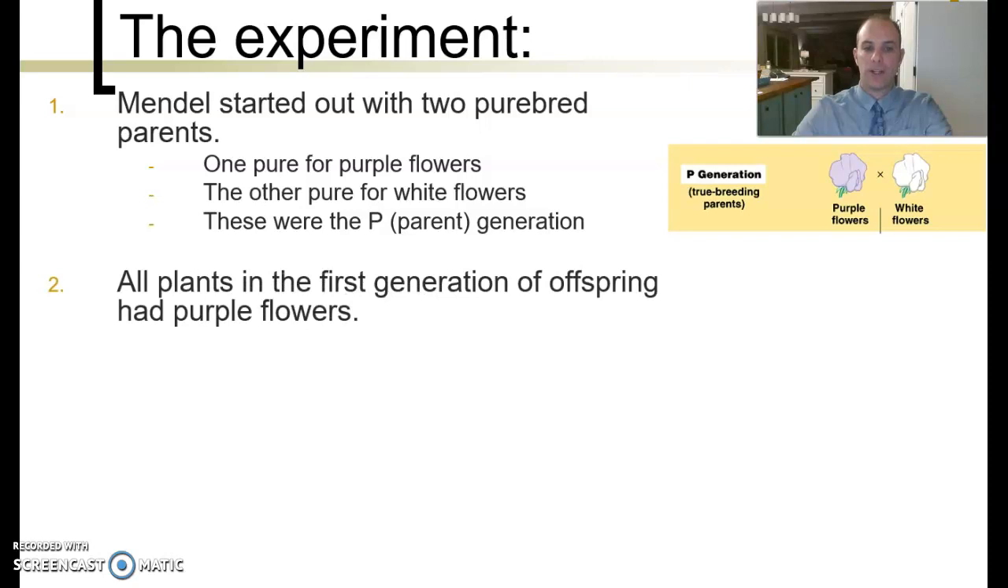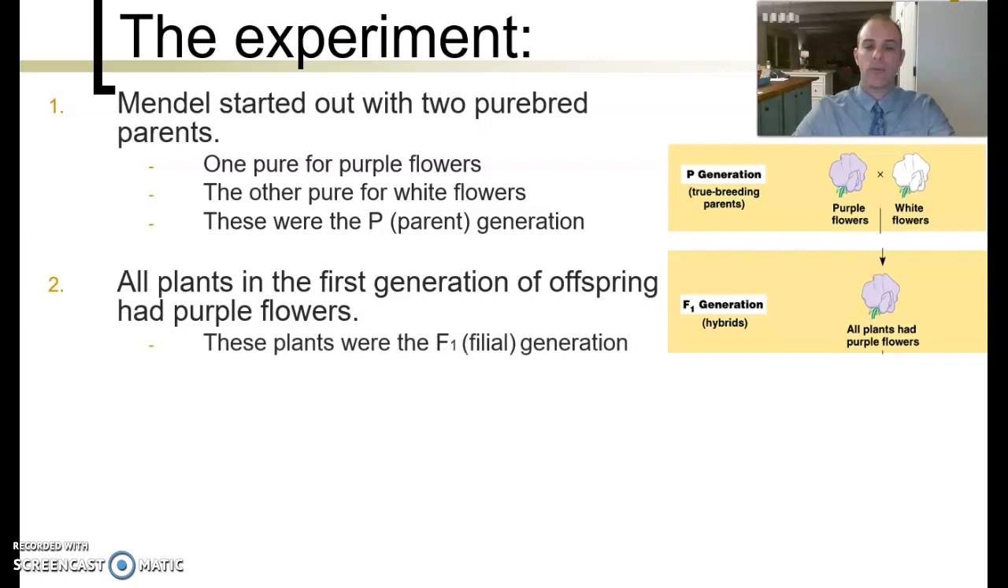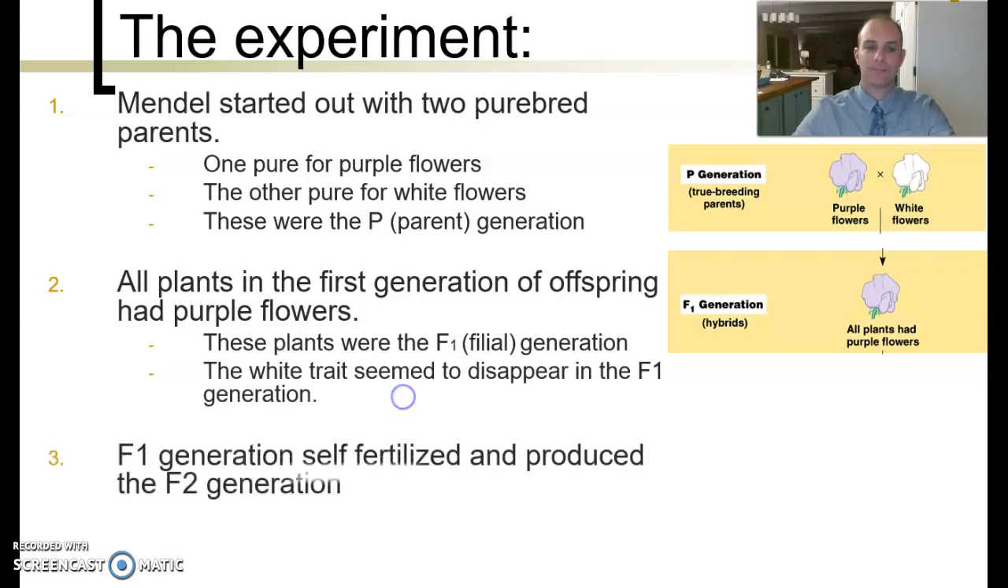All plants in the first generation of offspring had purple flowers. Check it out. So right away he's thinking, oh man, all right, what's going on here? No white at all. These plants were the F1, or first filial generation. The white trait seemed to disappear. You can imagine how weird that must have been for Mr. Mendel.